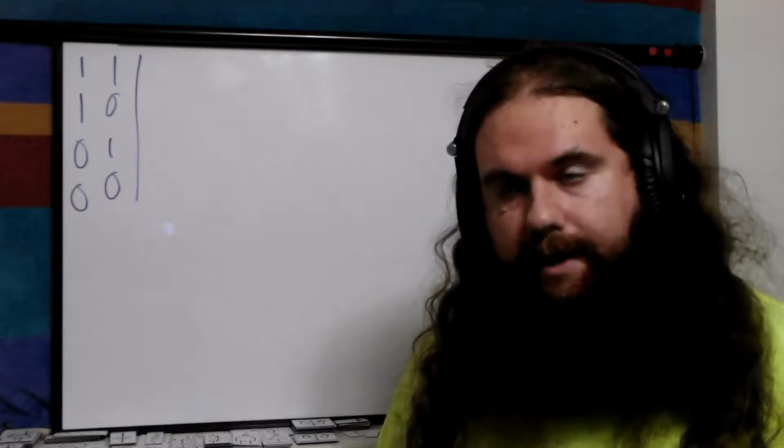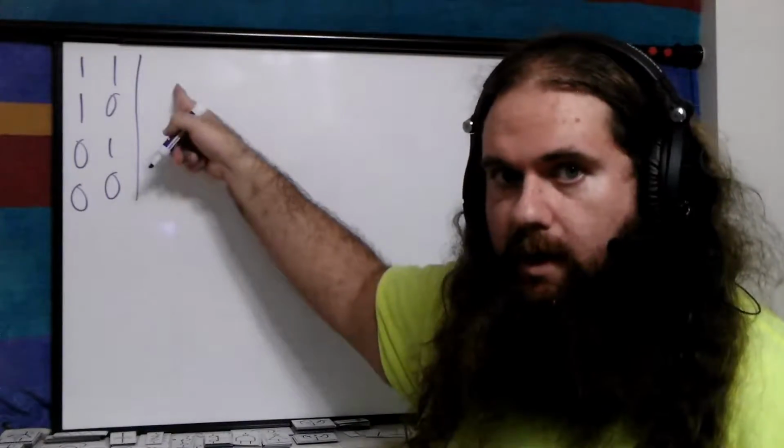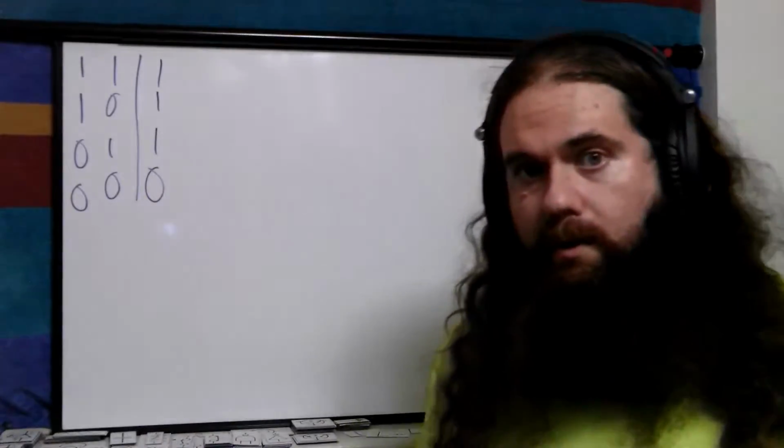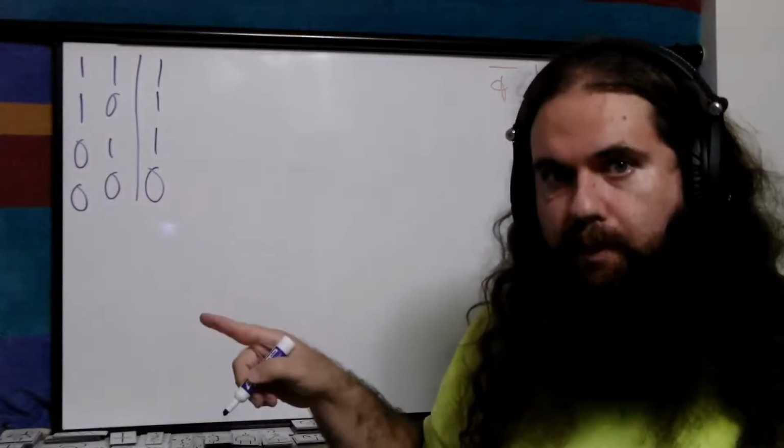Let's do the OR gate. OR, we decided, is 1 as long as anything is 1. 1, 1, 1, 0. The only time OR is not true is when both are false.